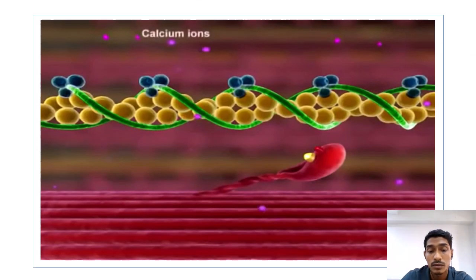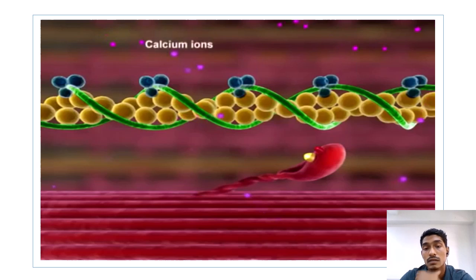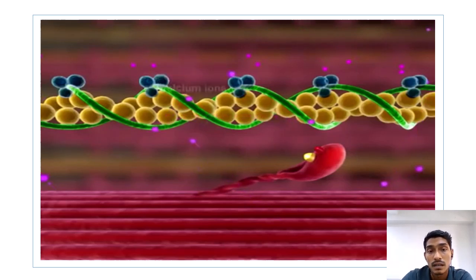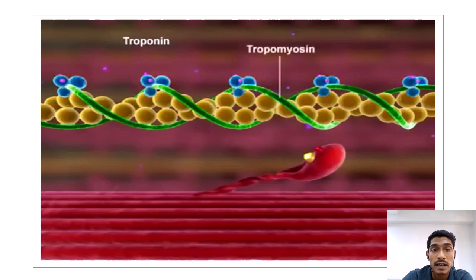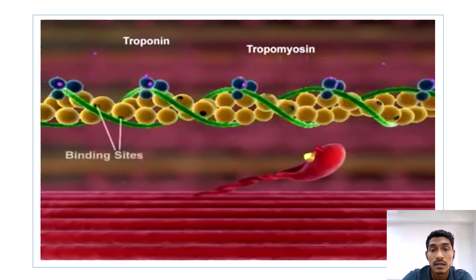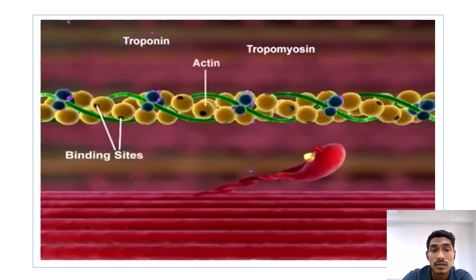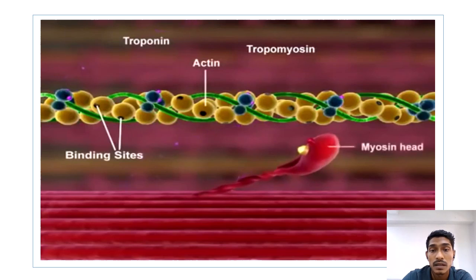Okay, now see some videos. Watch this. The calcium ions are coming, and there's a troponin. Calcium ions are coming, and now it shifts the actin binding site. Now the actin binding site is open. Now the myosin head can come and attach to the actin.